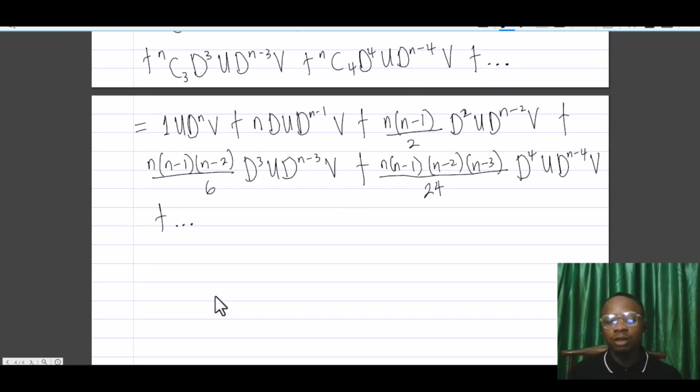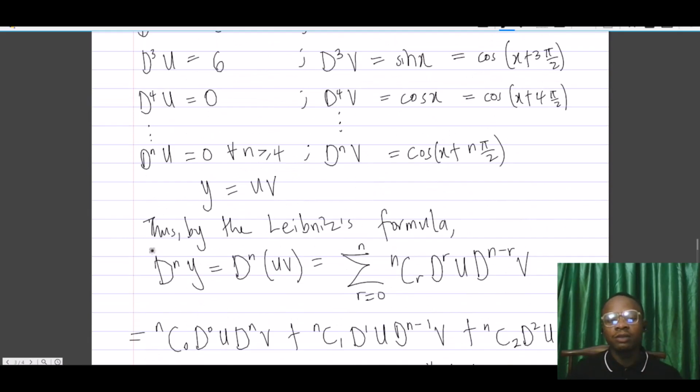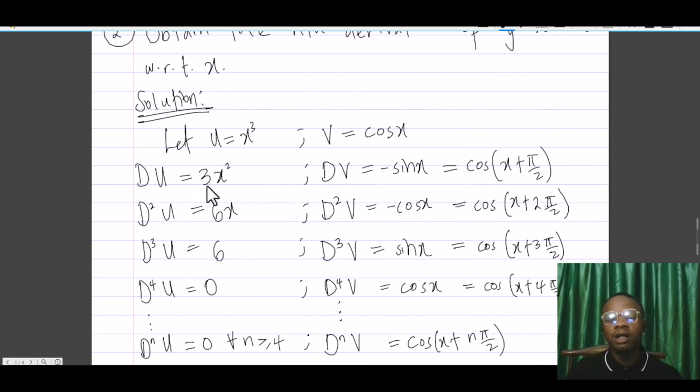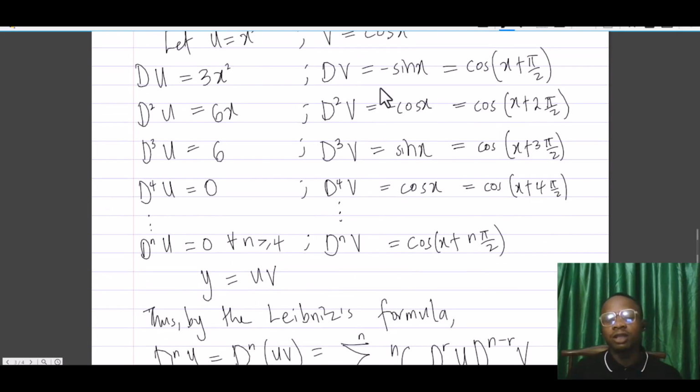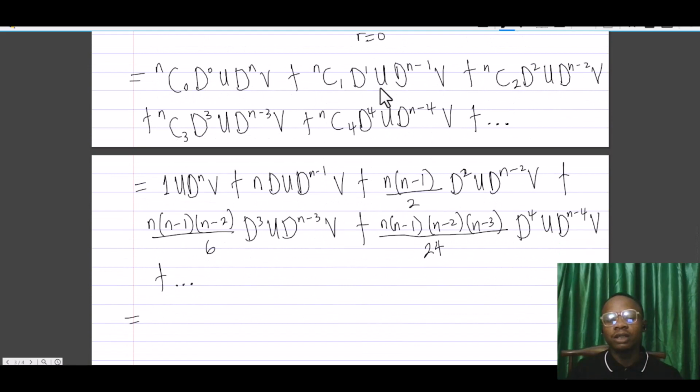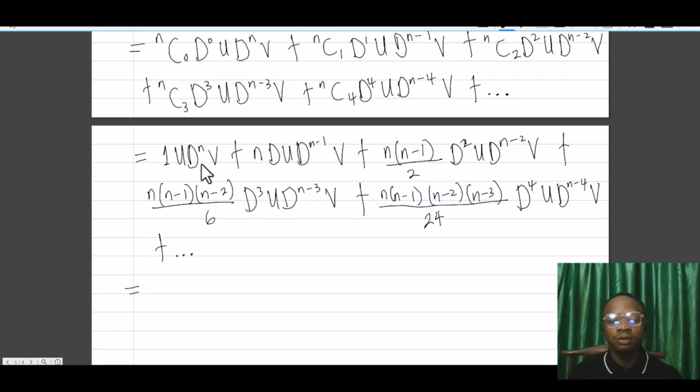So we know already what to insert now. According to the question and what we've identified up there, u is x cubed, v is equal to x, so we know what to do right here now. So this is just going to be equal to x cubed multiplied by the nth derivative of v.